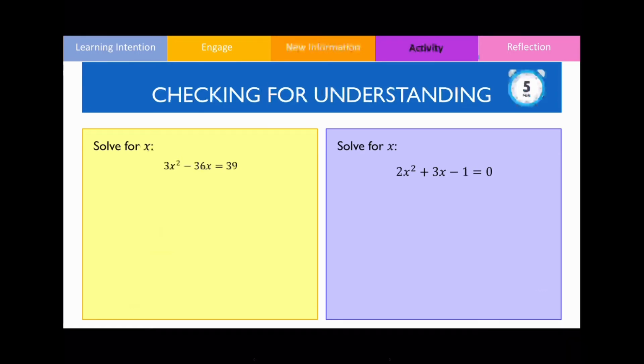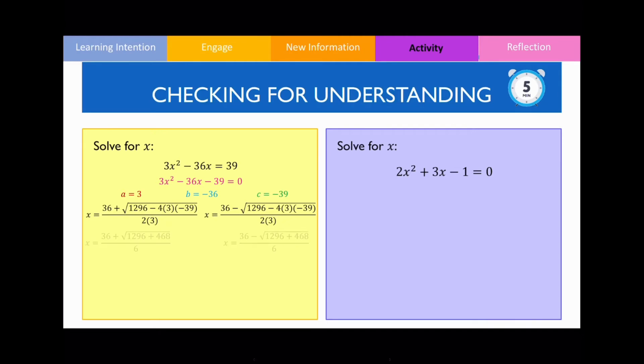For the first question, this is kind of a trick question, but technically what you should have done first is rearrange 39 to the other side. So this is going to be your equation. Once you've done that, find the values of A, B, C and plug them into the formula. Again, I'm showing you that there's a positive and a negative version. If you simplify this using your calculator, you're going to get a nice perfect square in this case. You're going to get 42 when you square root that. Hence, x is going to equal 13, or x is going to equal -1.